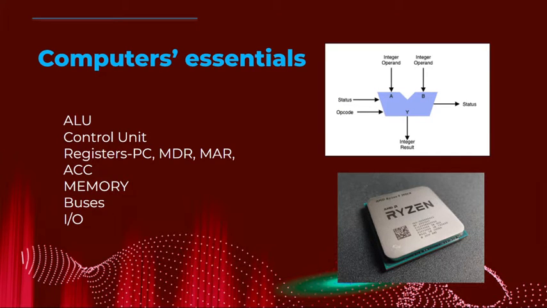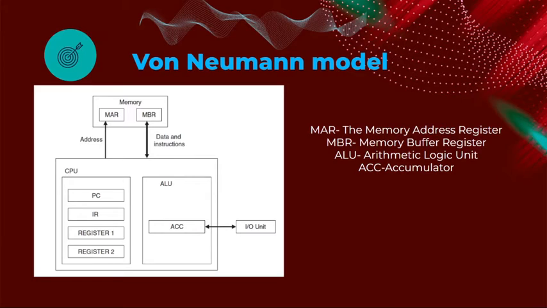So let's check first the von Neumann model. In this model, the main characteristic is that we have just one memory for the instructions and also the data. So everything is stored in a single memory. You can see, for example, in the diagram that we have a bus for the data and the instructions. We don't have separate buses. It's just one bus to connect the CPU and the memory.